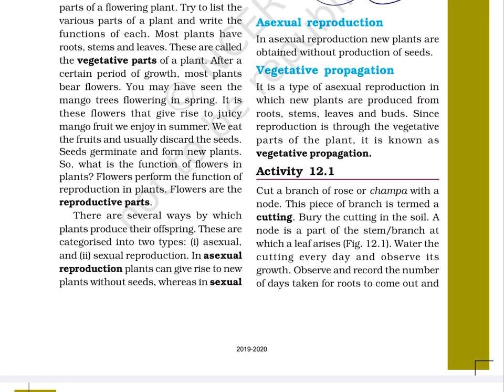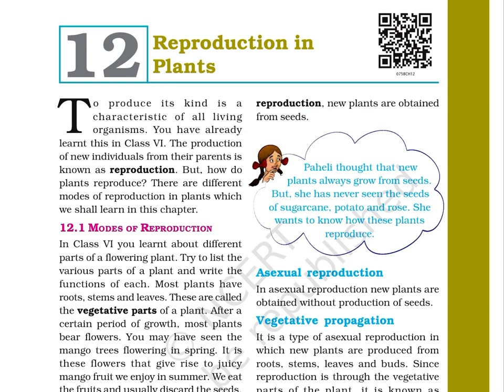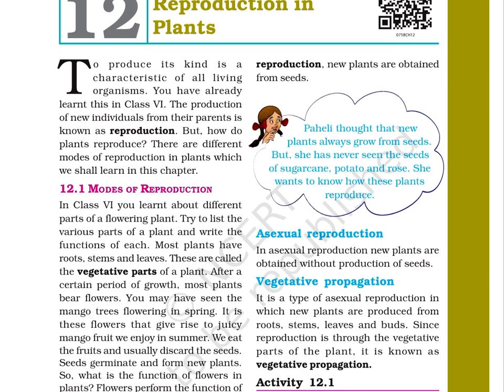In asexual reproduction, plants can give rise to new plants without seeds, whereas in sexual reproduction, new plants are obtained from seeds. There's a thought bubble given here. A picture of Paheli is next to it. Paheli thought that new plants always grow from seeds, but she has never seen the seeds of sugarcane, potato, and rose. She wants to know how these plants reproduce.